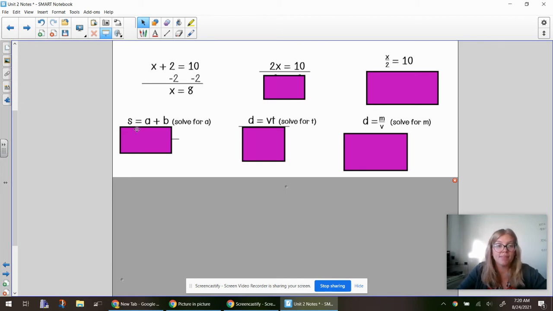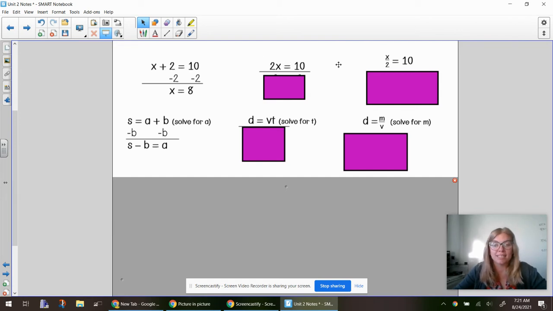Let's practice the same thing with s equals a plus b. I'm solving for a, so I want to leave a on that side of the equal sign, which means I'm going to undo b. B is being added, so to undo it, I'm going to subtract. S and b are not like terms, so I can't combine them. So my solution is s minus b equals a.